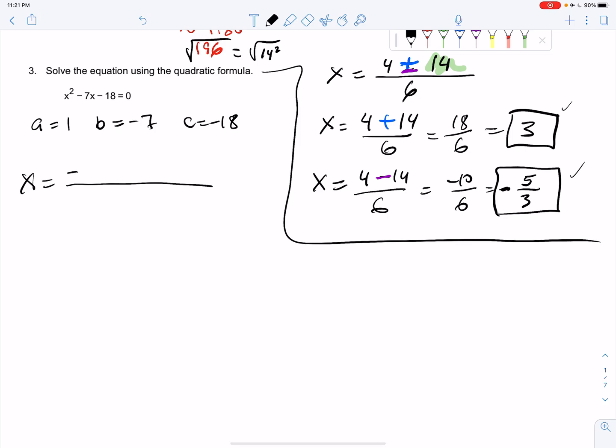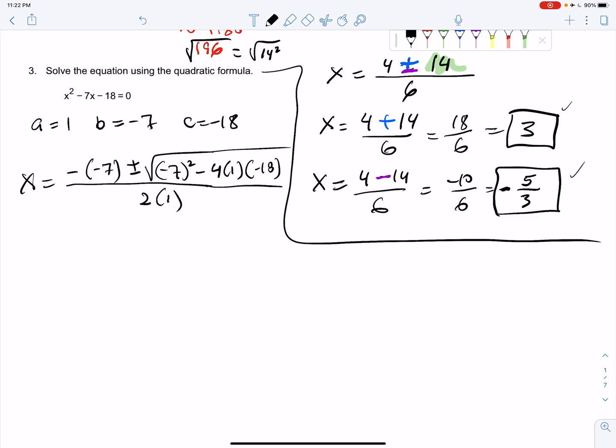the opposite of B, so the opposite of negative 7. Sometimes we just write 7, right? The opposite of negative 7 is 7. You can just write 7 down. Just trying to show all my little steps here. Plus or minus the square root of negative 7, B squared, negative 7 squared, minus 4 times A, which is 1, times C, which is negative 18, all over 2 times A, 2 times 1.